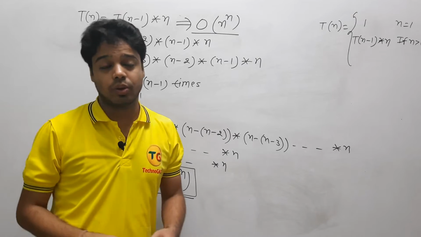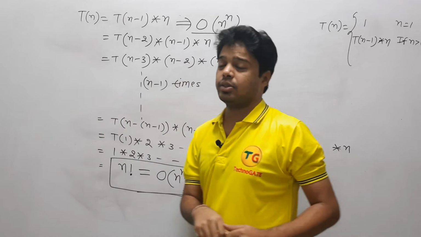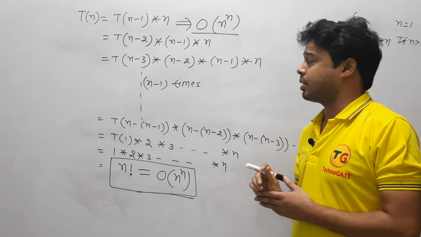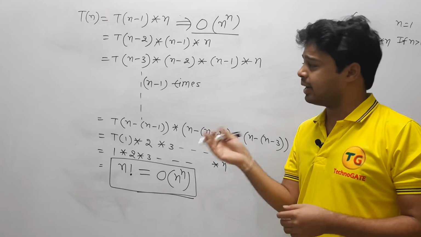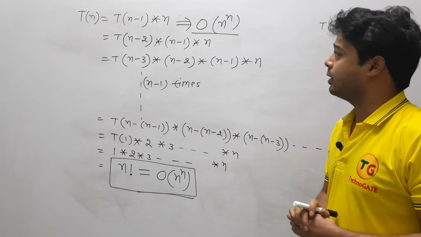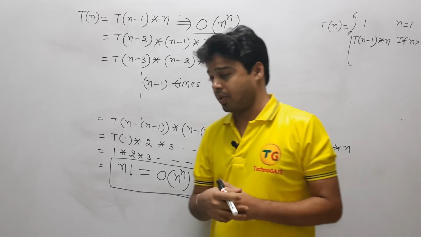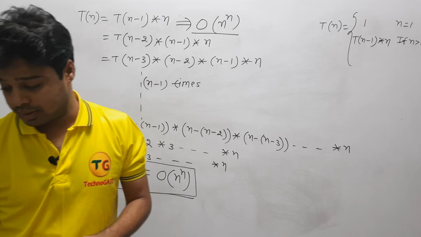Clear? In this way we can solve the recurrence relation. These are very important; I am solving some important recurrence relations that appear directly in the GATE examination. So this is order of n raised to power n. Let's check the next one.